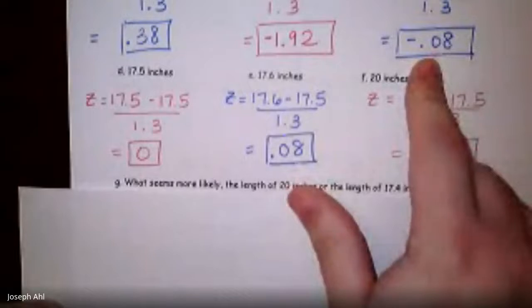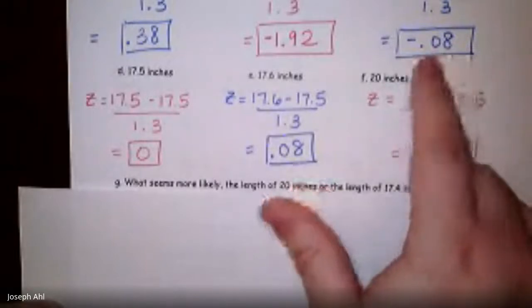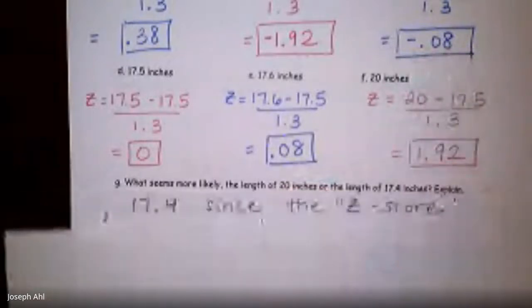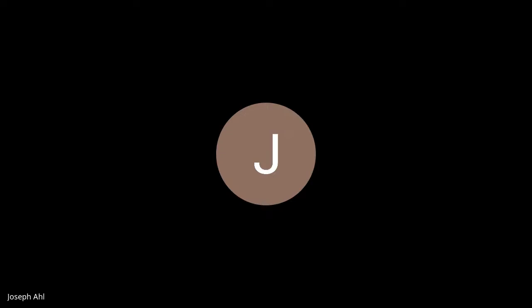So it happens to be the 17.4 inches, much closer to 0 than 1.92 is. So 17.4, since the z-score is closer to 0, which indicates it's closer to the mean. And in a normal distribution, that's where most of the data is grouped. Okay.